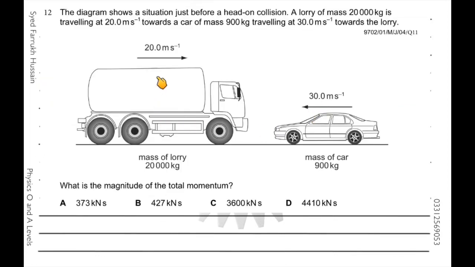In this case, there are two objects of masses 20,000 and 900 with speed 20 meters per second towards right, 30 meters per second towards left, and you have to find out total momentum. So momentum of object A is 400 kilonewton second. Momentum of object B is 27 kilonewton second, but negative. So when you will add them, the answer will be 373 kilonewton second.